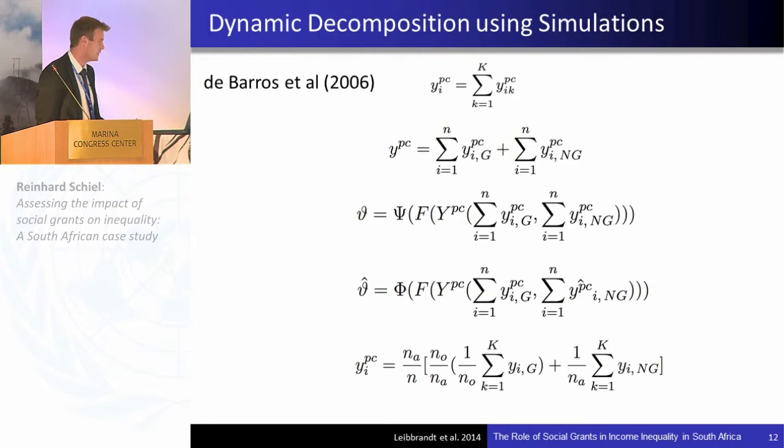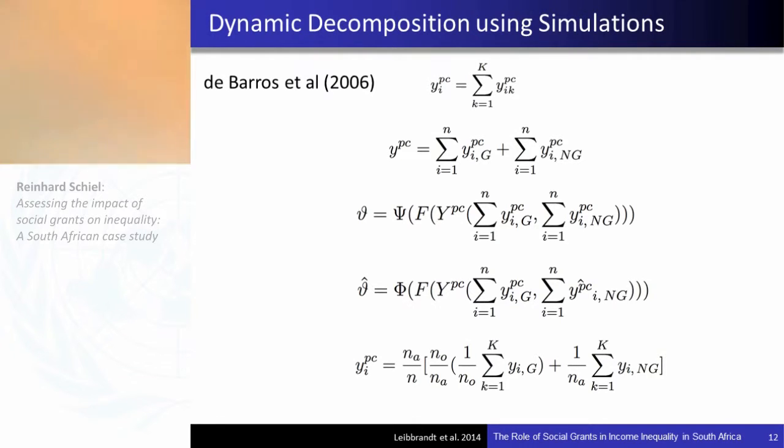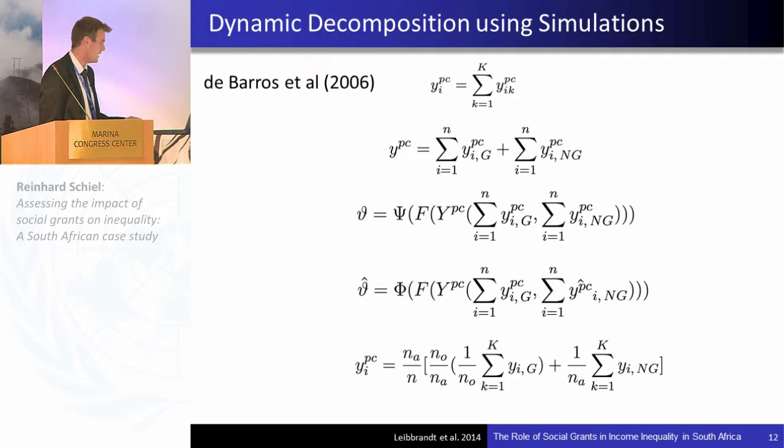This technique is quite useful because it aims at capturing the counterfactual which we are looking for, but it also allows us to make two additions to the situation. Firstly, we can explicitly take into account household composition changes. In particular, we can break down this equation into a more detailed equation, which allows us to take into account household decomposition, such as the number of individuals within a household, the number of adults within a household, and the number of employed individuals within a household.